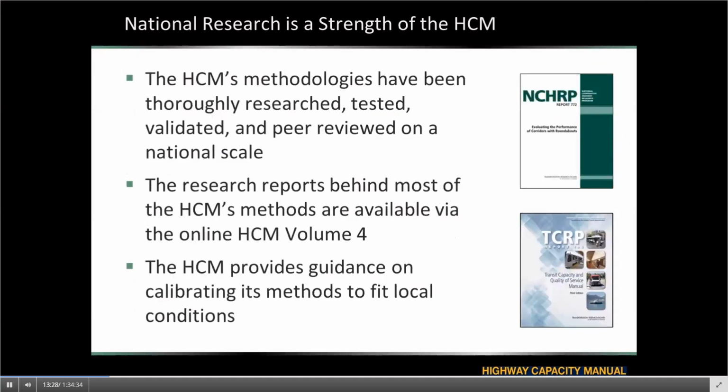This wealth of national research is the strength of the HCM. The manual's methods have been researched and tested on a national scale, and the research reports supporting most major HCM methods are available as part of the online Volume 4. At the same time, recognizing that local conditions often vary from national averages, the HCM provides guidance on calibrating its methods to local conditions.